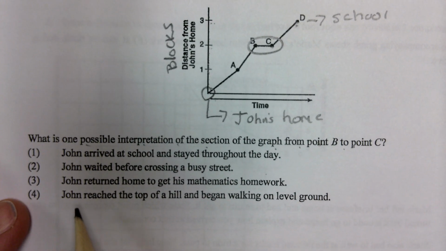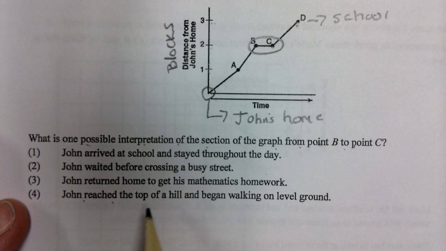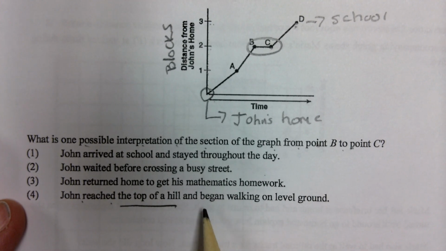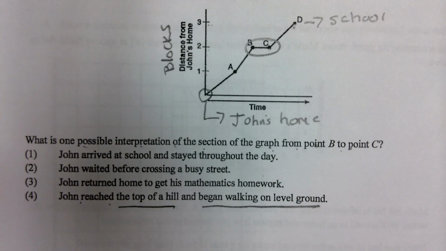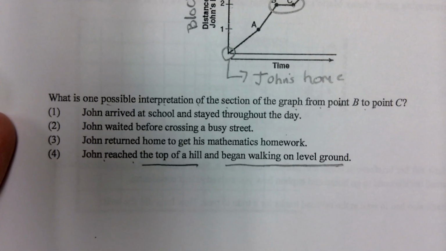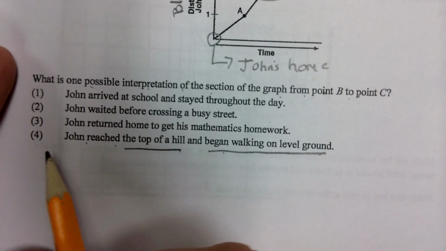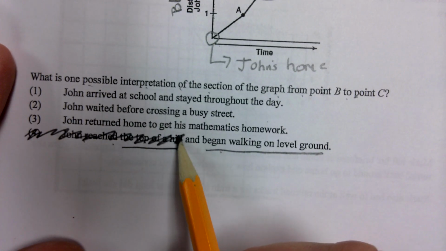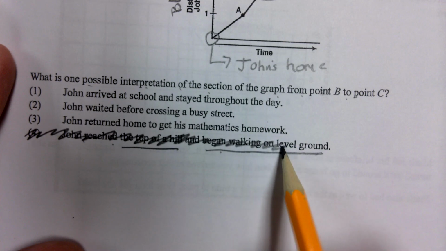Look at number 4. It says, John reached the top of a hill. Can you underline that part real quick for me? And it says he began walking on level ground. Well, you should know from the story that all the story said was that he was walking 3 blocks to school. It says nothing about the top of a hill. So this cannot be the correct answer. And I want you to scratch through that. I physically want you to scratch through that answer. And this is why.